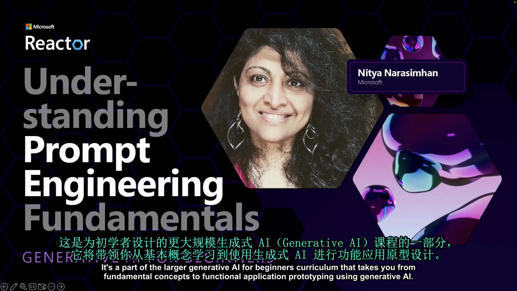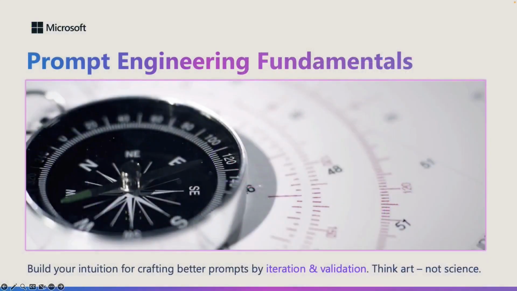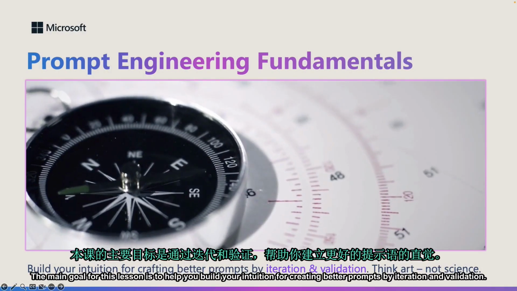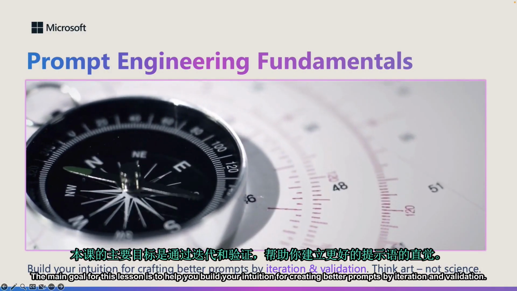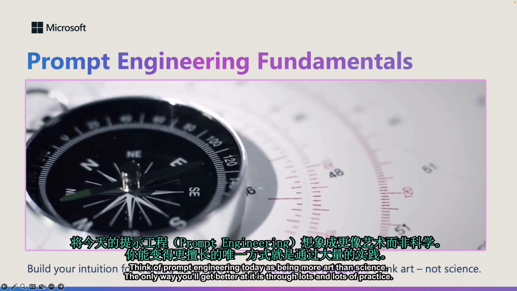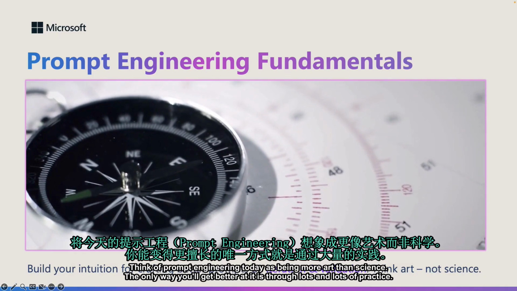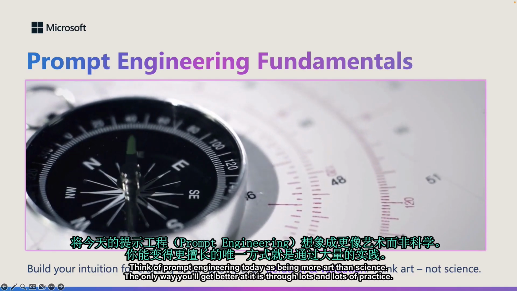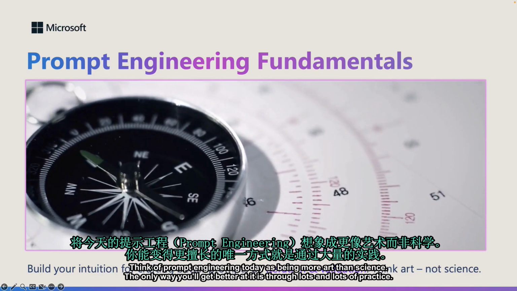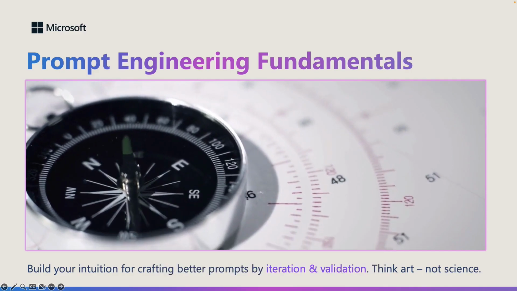It's a part of the larger Generative AI for Beginners curriculum that takes you from fundamental concepts to functional application prototyping using generative AI. The main goal for this lesson is to help you build your intuition for creating better prompts by iteration and validation. Think of prompt engineering today as being more art than science. The only way you'll get better at it is through lots and lots of practice.